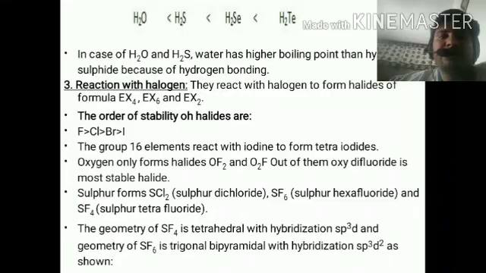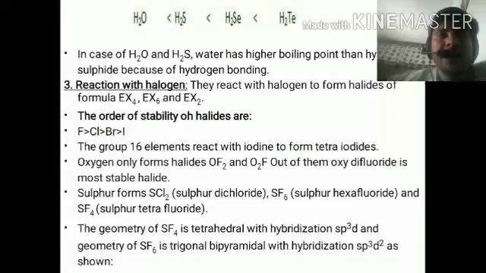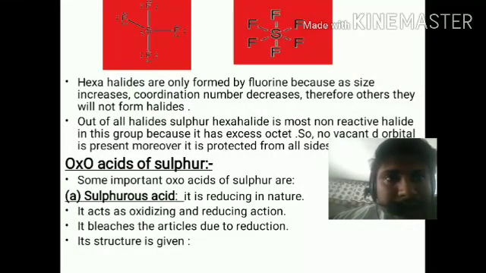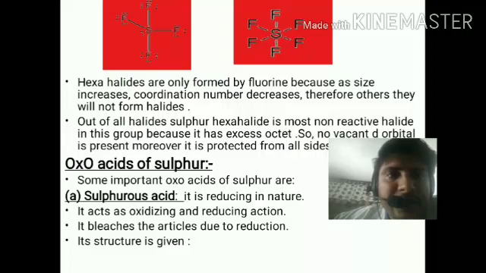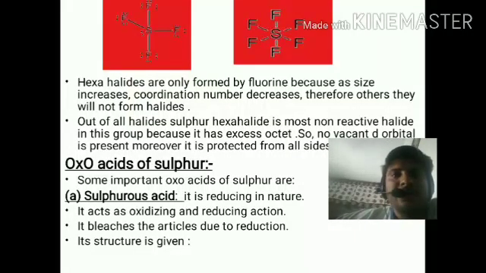The geometry of SF4 is see-saw, based on trigonal bipyramidal, and the hybridization is sp3d. The geometry of SF6 is octahedral, and the hybridization is sp3d2, as shown here. Okay, this is the geometry of SF4 and SF6.